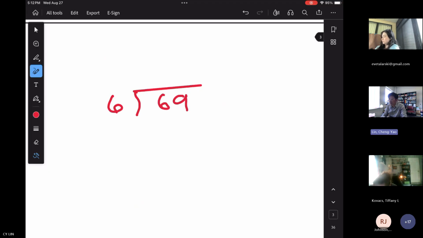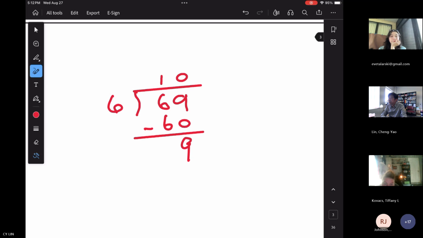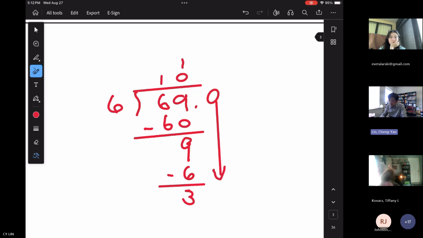So this time we will not say 1, we'll say 10. Does that make sense to you? Yes, it works. So 6 times 10 we got 60. So we take 69 minus 60, we got 9. Is that right? Yes. So therefore next we can take 1 times 6. Oh, we got a 3. Is that right? Yes.